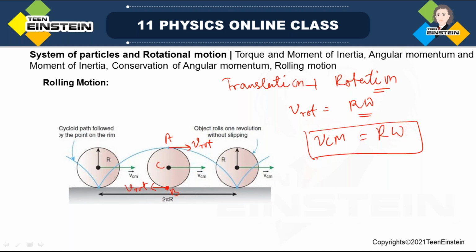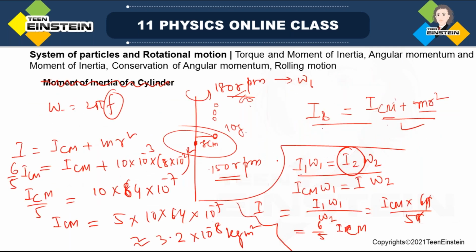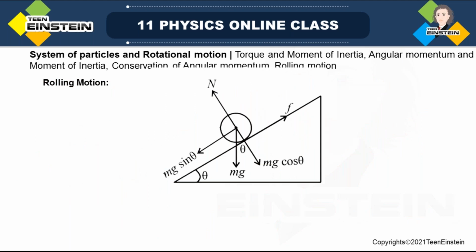All right, so we'll stop here for today. I think this topic is very simple, but there are various numerical examples on it, like rolling motion on an inclined plane. So in the next class, I'll take up this particular topic, and I'll take up numerical examples for the overall chapter, and then conclude the chapter system of particles and rotational motion. Okay, so bye for today.